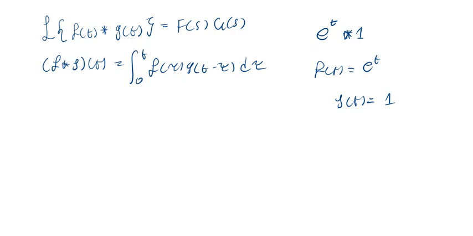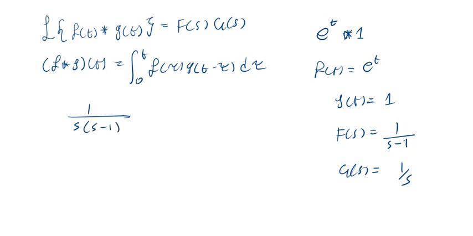Then my f of s in this case would be 1 over s minus 1. Then g of s would be equal to 1 over s. So if I have 1 over s, then s minus 1, what are we going to get there if we do it the other way around?